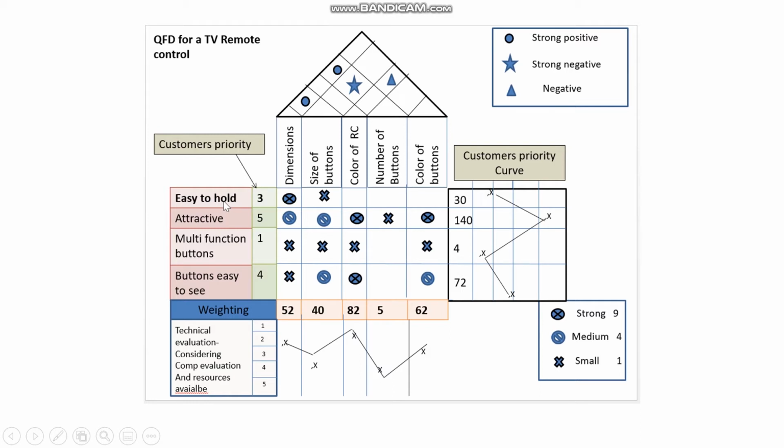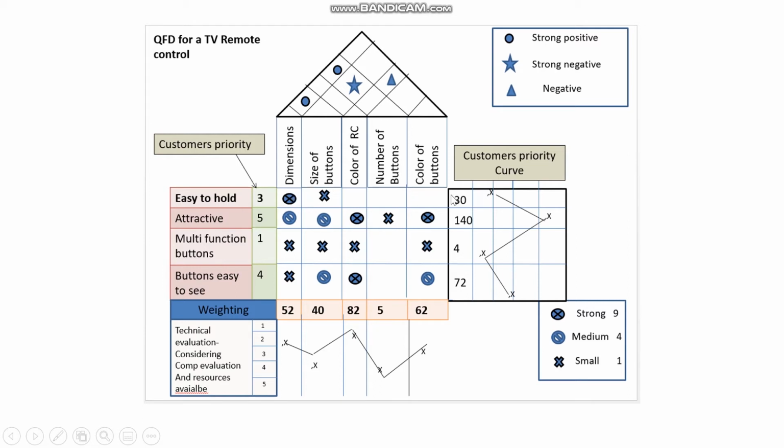You see, already we have given the relationship between easy to hold and dimension as strong. Strong means how many points are already allocated? 9 points I have allocated. See, the customer has given the priority allocation as 3 here. Easy to hold is 3. And now the relationship between easy to hold and dimension I have given as 9. You see, strong means 9. 3 multiplied by 9 is equal to 27, it will come.